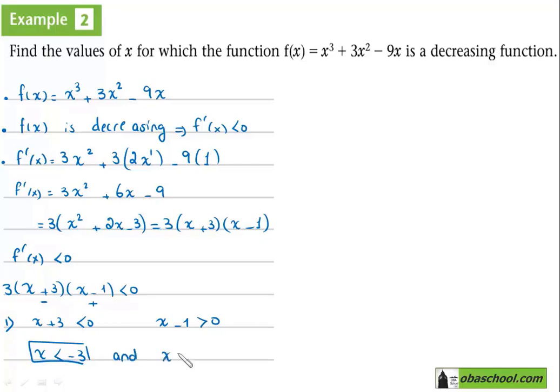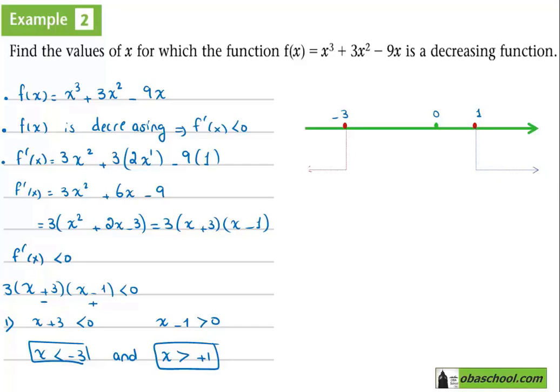Let's represent them on the number line. Here we have 0 and we take the 2 points, minus 3 and plus 1. X is greater than 1, so it's going to be like this, and x is less than minus 3, so it's going to look like this. Do we have an intersection between these lines? No. That means this case is rejected, so case 1 will not be accepted and we will look into case 2. The solution is to switch the signs. This is positive and this is negative.